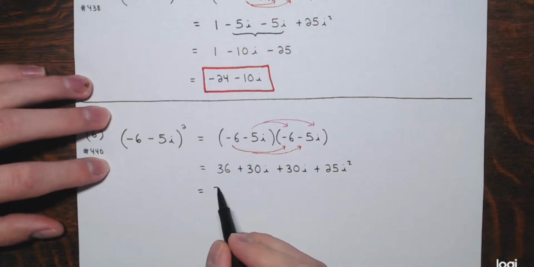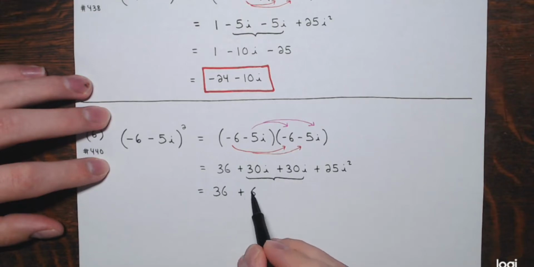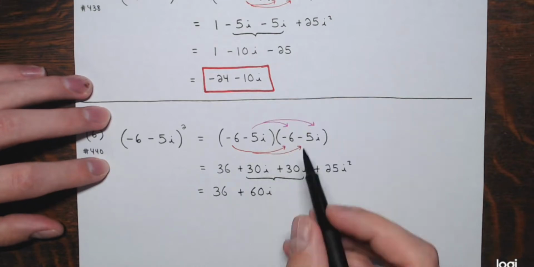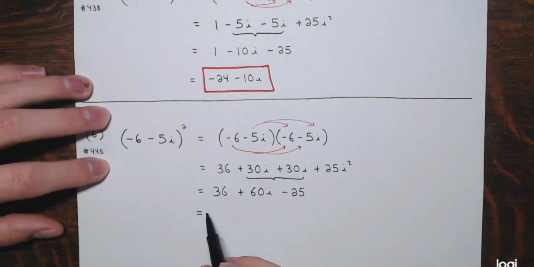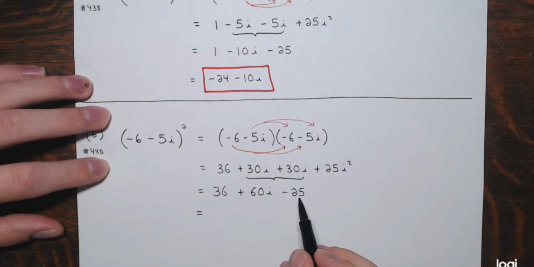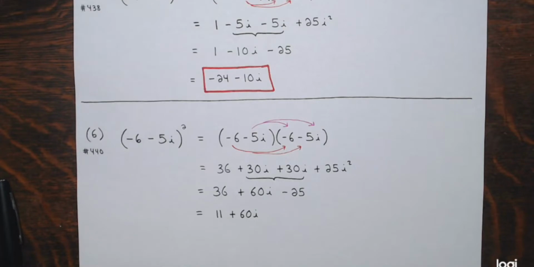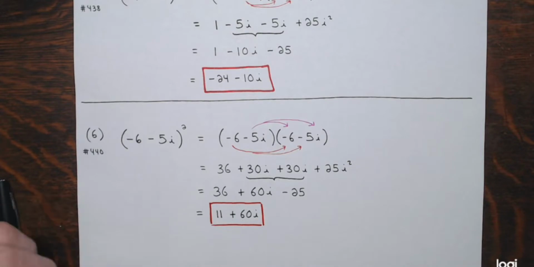So we have 36, and then the 30i and 30i make 60i, plus 60i. And then 25i squared, just like in number 5, is minus 25, right? i squared is negative 1. And combining the reals, 36 minus 25 is 11. And then you have plus 60i, right? So this is the resulting square of negative 6 minus 5i. It's 11 plus 60i. Great. And once again, I leave it to you to check this.